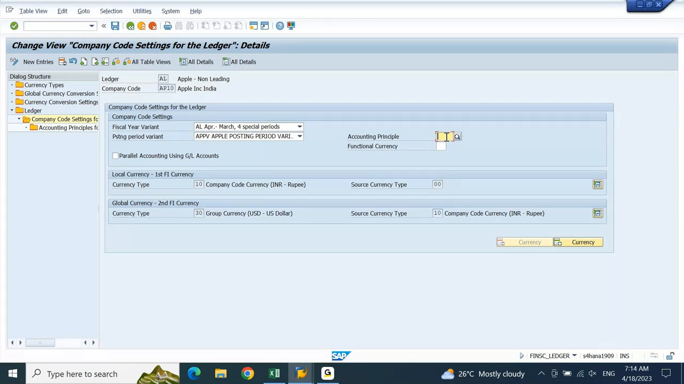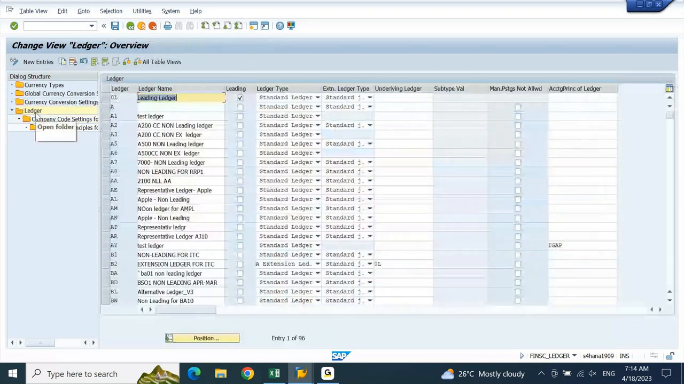Okay, got it. Now, sir, are accounting principles predefined, or do we need to define them? In SAP you will get certain predefined accounting principles, but you can also create your own, because an accounting principle is just a variant, with no parameter maintained inside it. It's just a code and description. That's it. Nothing beyond that.